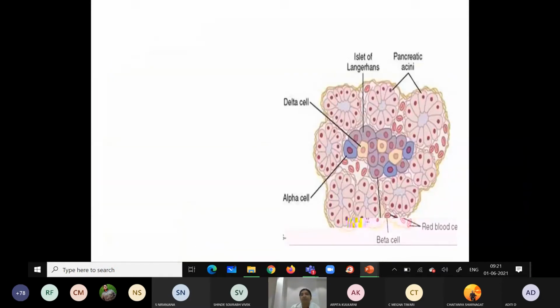Then here you can see again the endocrine part of the pancreas, wherein you can see these are pancreatic acini. In between the pancreatic acini, the central portion has the endocrine part, where the islets of Langerhans are, with delta cells and alpha cells, which secrete glucagon, insulin and somatostatin.